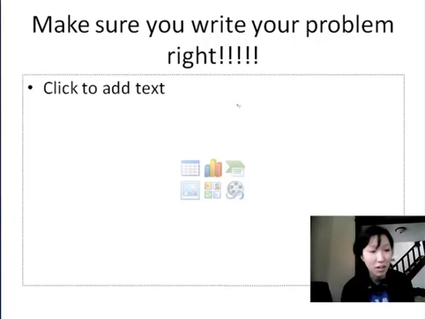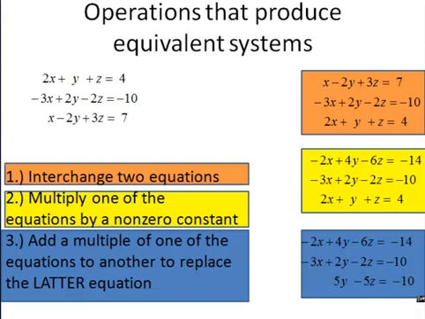Alright, operations that produce equivalent systems. What we experimented with in class were that we could interchange two equations. So for example, in these orange ones, I took this system, and this is the equivalent system where I just took row 1 and I interchanged it with row 3. So these things just got swapped. So that's one thing. You haven't changed the system by doing that.